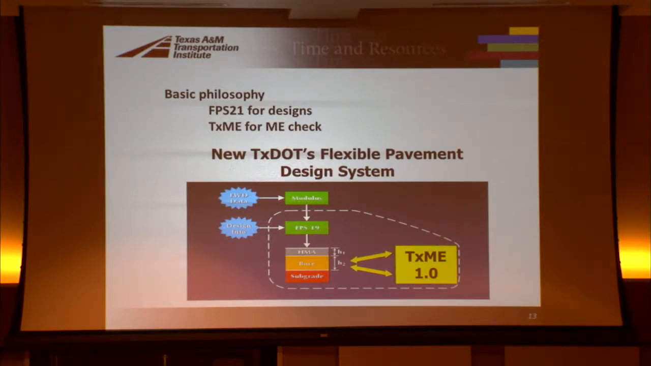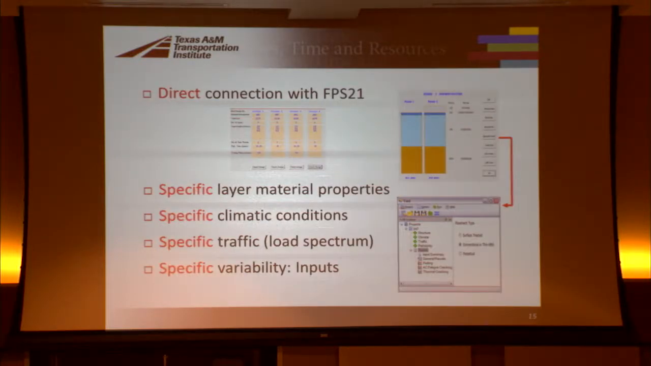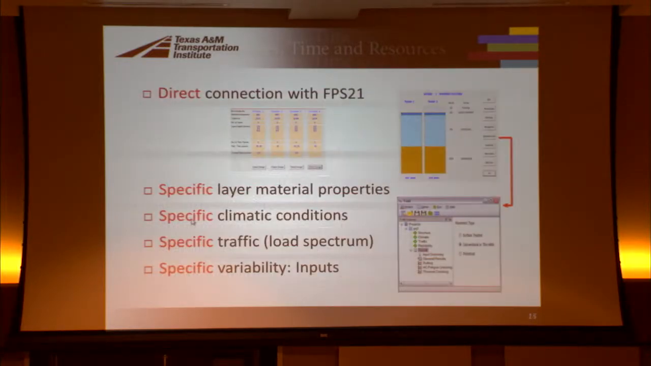We come up with pavement layer thicknesses, but TexME does a design check, and that's where you put in material properties. There, under TTI Project 5798, there are several performance models that you can see here relating to fatigue, cracking, rutting, and so on. And right now the program is being implemented in the department. So it's a direct connection with FPS 21 where it comes up with the pavement layer thicknesses, and then you go do a check to see how it performs on these criteria.